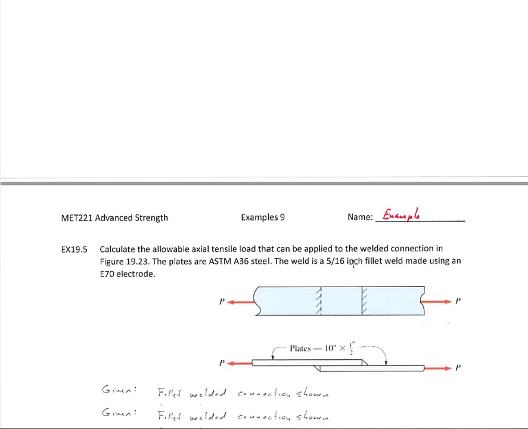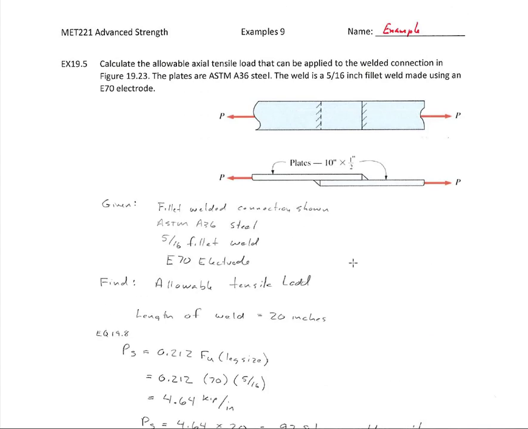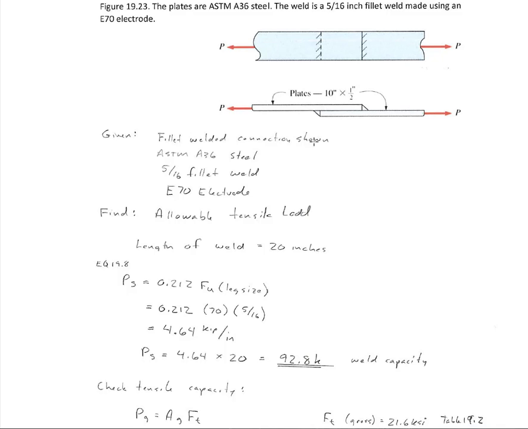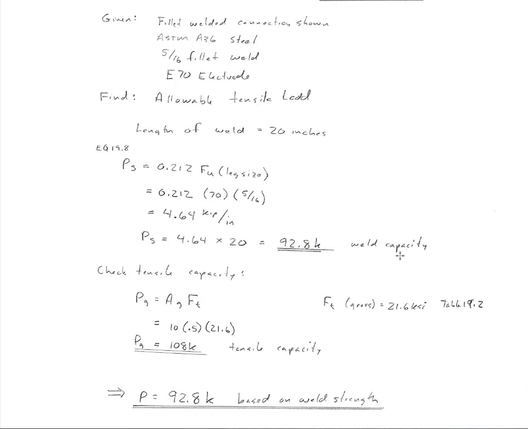Okay, so the next problem is again another lap joint. Calculate the allowable axial load that is applied to the welded connection. The plates are ASTM A36 steel. The weld is a 5/16 inch fillet made using an E70 electrode. Okay, so again, we're given a fillet welded connection. We're given ASTM A36 steel. We're given a 5/16 fillet weld and E70 electrode. Find the allowable tensile load.